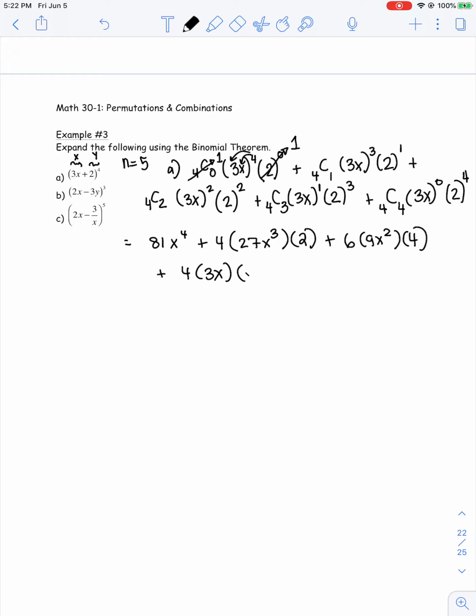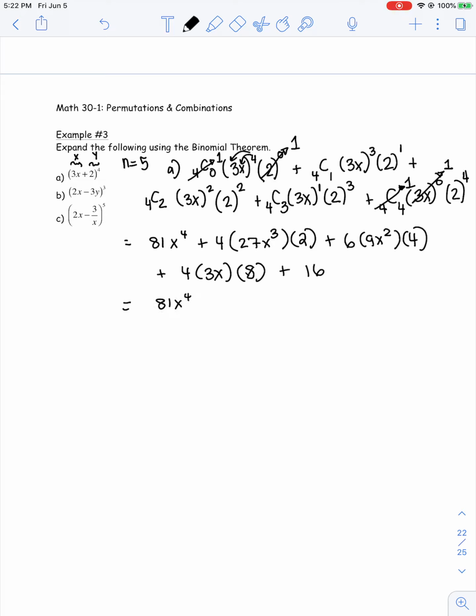Oh, sorry, 2 to the power of 3 is 8, actually. And then we have 1, so we don't have to worry about that. Anything to the power of 0 is also 1, so all we care about is that 2 to the power of 4, which is 16. So now we're going to completely simplify.